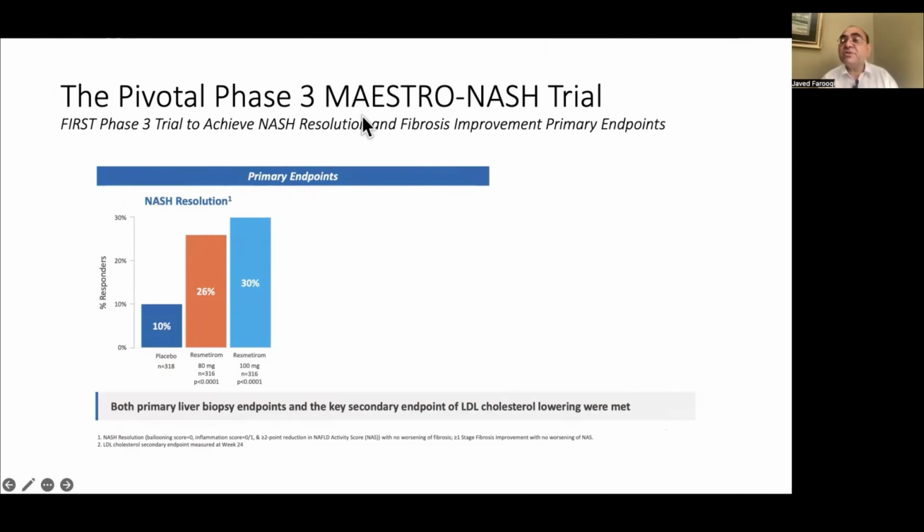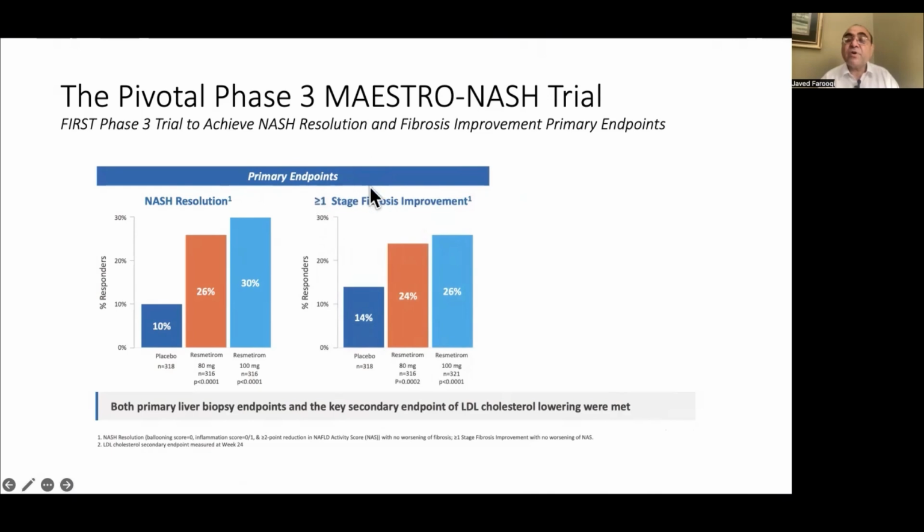The primary endpoints of the Maestro-NASH trial we discussed in the last vlog as well. Once again, for NASH resolution as the primary endpoint, in the placebo group a 10% response was found. In the resmetirom 80 milligram group, 26% was found, and in the resmetirom 100 milligram group, a 30% response was achieved. The second component, this was the second part of the primary endpoint: more than 1 stage of fibrosis improvement. In placebo, 14%; in resmetirom 80 milligram, 24%; and in 100 milligram, 26%.